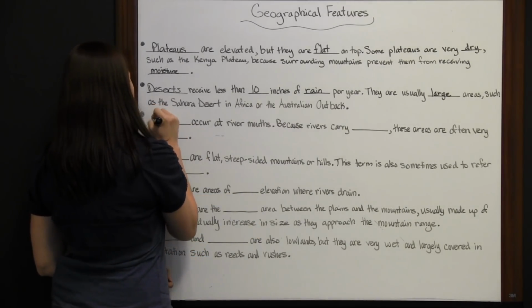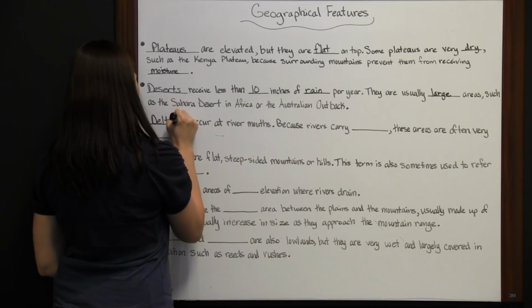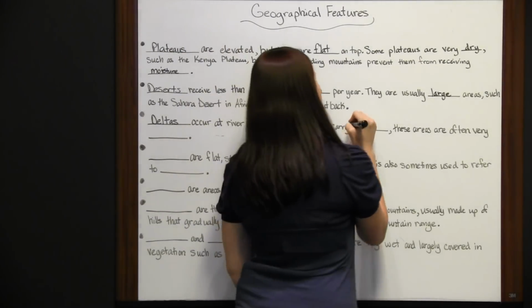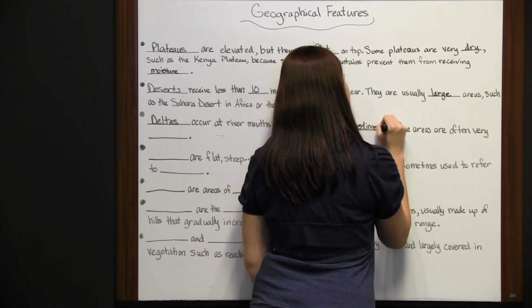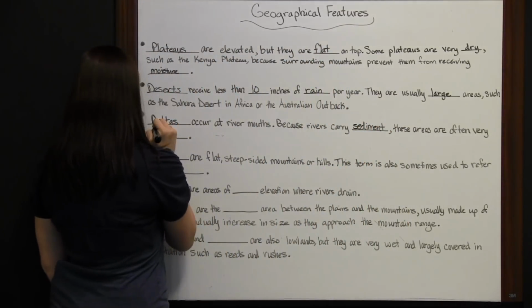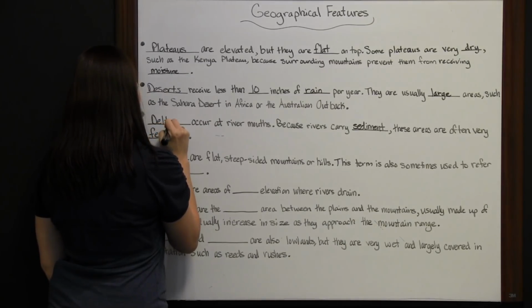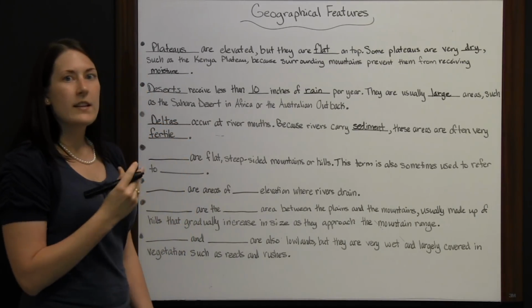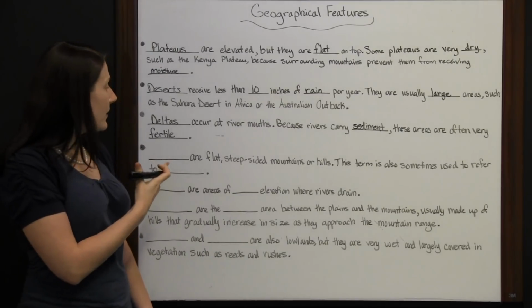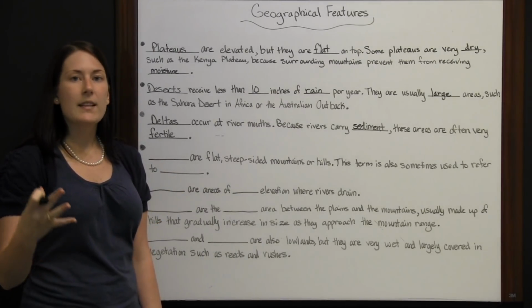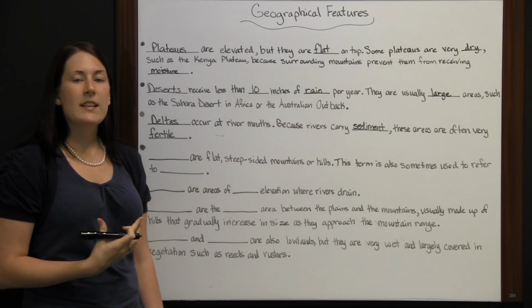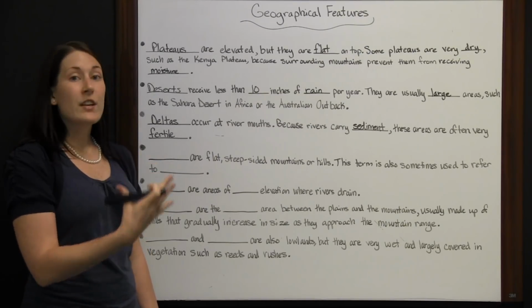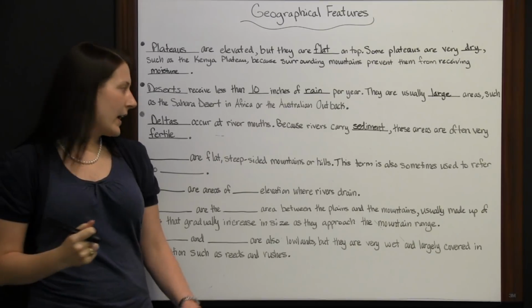Deltas occur at river mouths. And because rivers carry sediment down to the delta, these areas are often very fertile. So deltas of rivers would be good areas to grow crops because lots of sediment with new, fresh nutrients would constantly be transported down to that delta area.